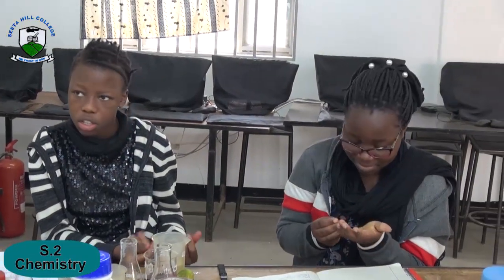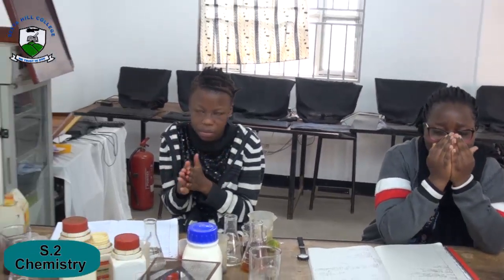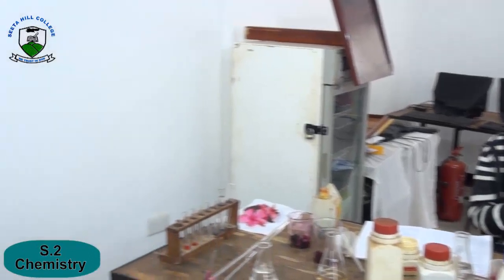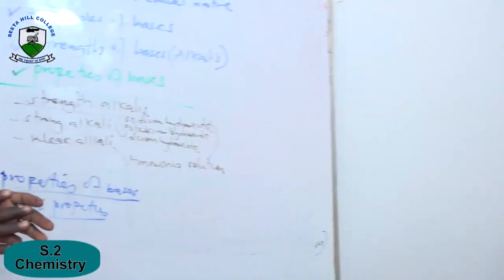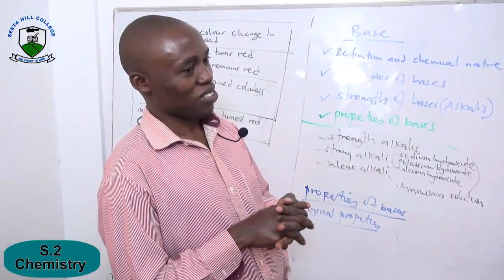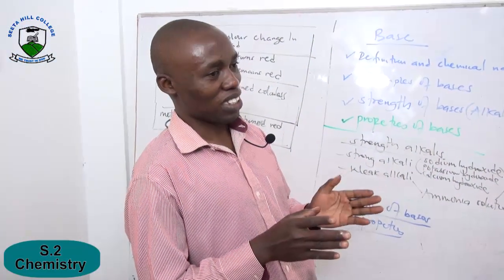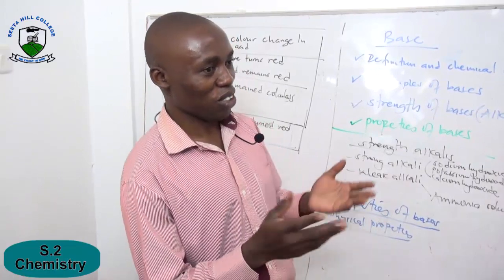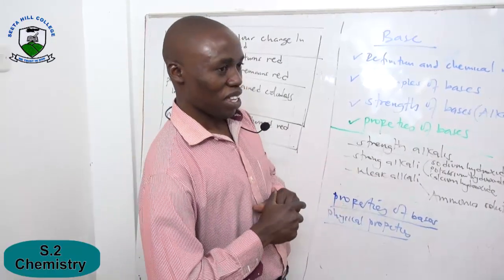It is sticky, right? And kind of soft. Is it smooth? Yes, it is smooth and slippery. And you tell us now, what is the use of sodium hydroxide? Now you can know where it is used. Making things for washing. You know how you wash?